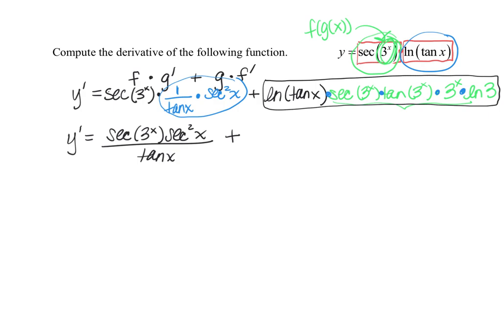I don't really even think that's necessary, so I would just leave it as natural log of tangent of x multiplied by secant of 3 to the x multiplied by tangent of 3 to the x times 3 to the x times the natural log of 3. So it's a long, messy answer, but here you go.